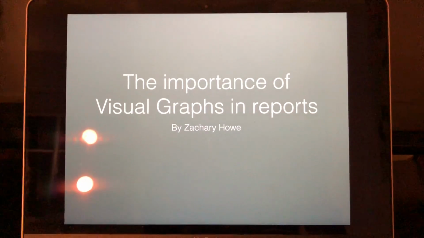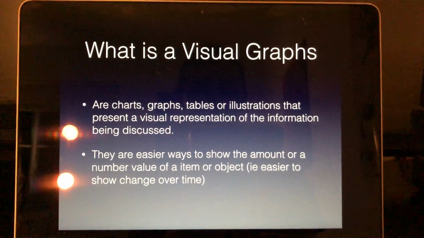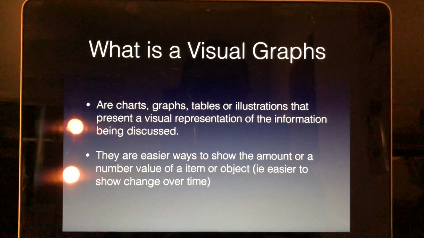Today I'm going to be looking at the importance of visual graphs in report writing. So firstly, what we're going to start off with is, what is a visual graph?